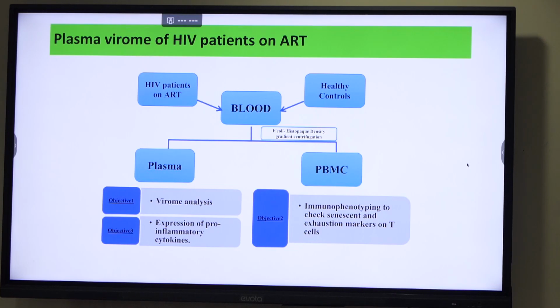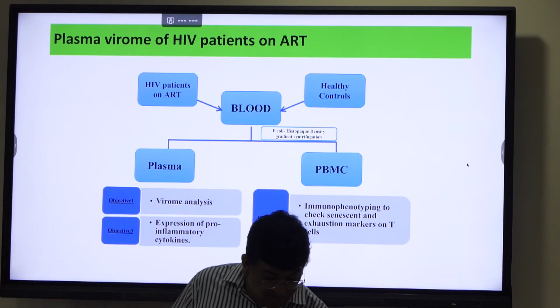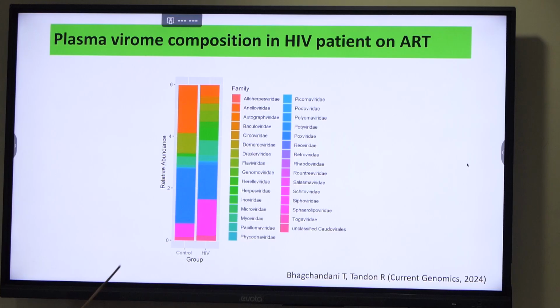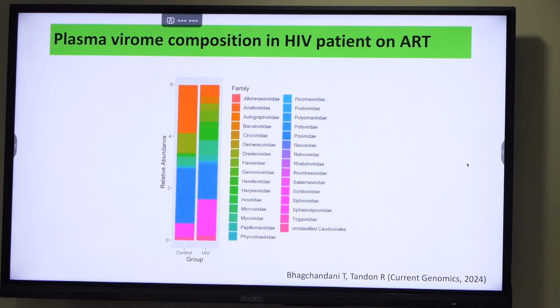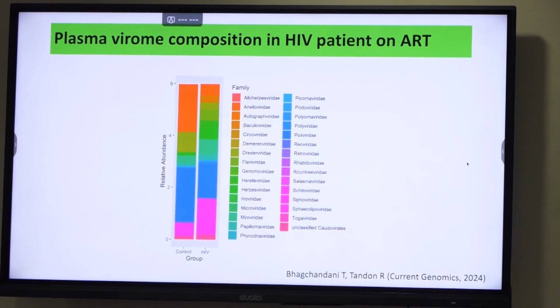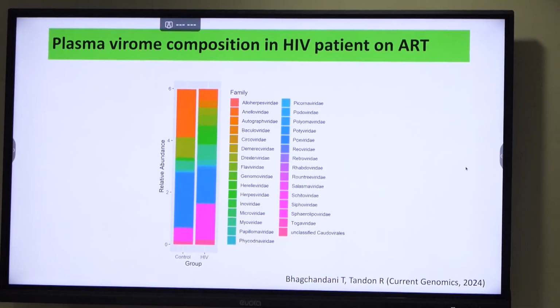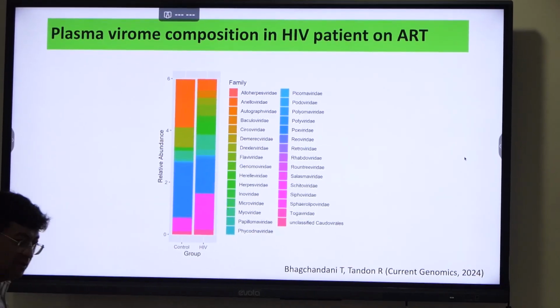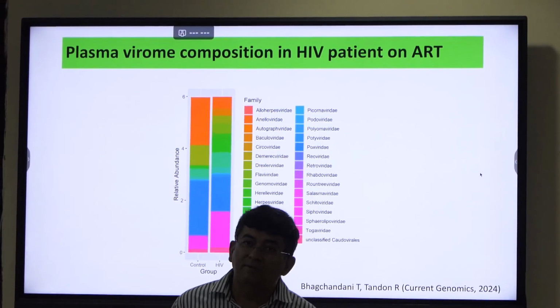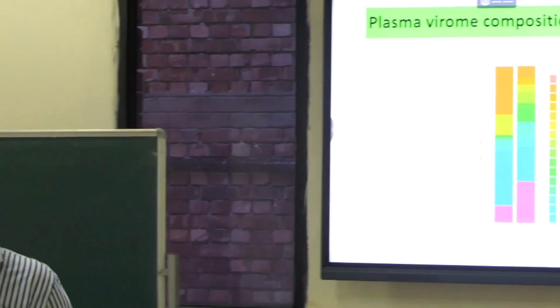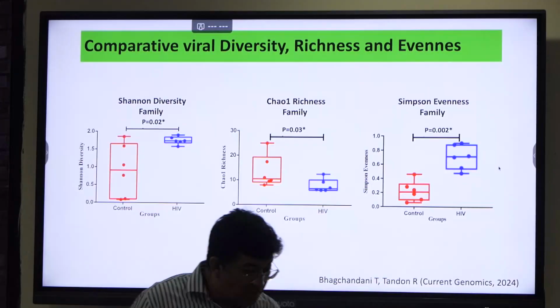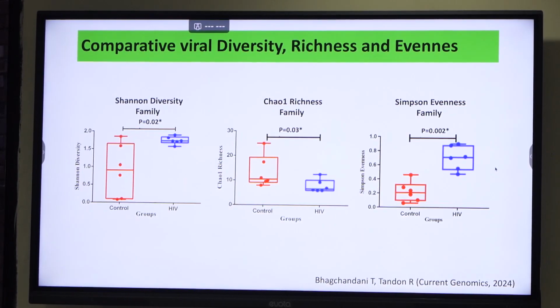So we aimed particularly at non-pathogenic DNA viruses, and we found that in both the HIV as well as the control group, various different families of virus could be obtained through next generation sequencing. Using a viral metagenomics approach, we found several different families of viruses present not only in healthy controls, but also in HIV infected subjects. Now, we wanted to know whether there are differences in the relative abundance of these families or species of the viruses, and in comparative viral diversity, richness, and evenness.